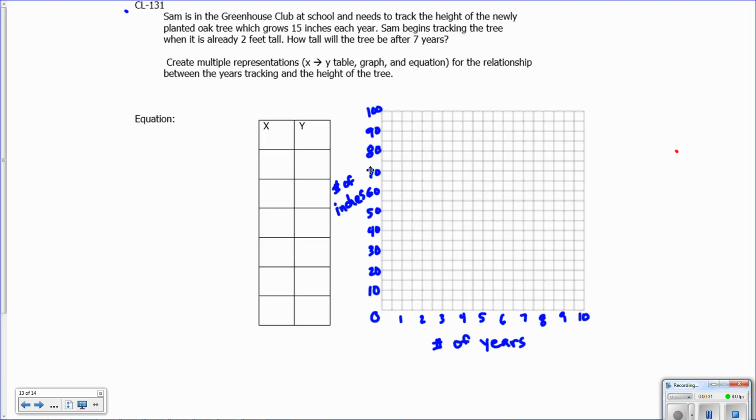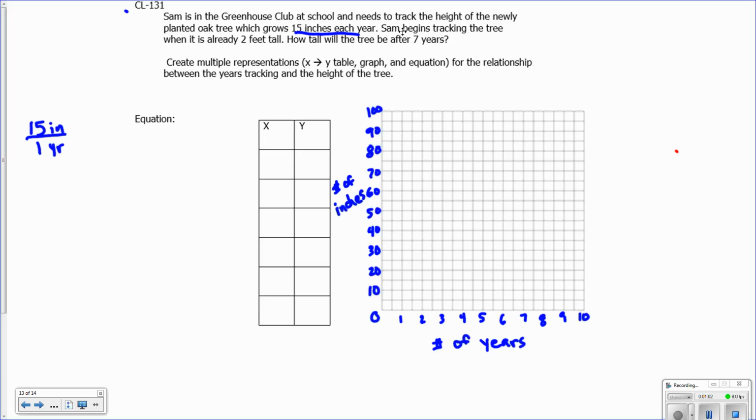All right, so starting out here, we've got a graph already kind of started, so you didn't have to watch me make it because it would take a lot longer. And we need to come up with an equation and a table. Sam has got his tree. Now, when you read this problem, some of the things you got to pay attention to: it's growing 15 inches each year. So we've got 15 inches in 1 year.